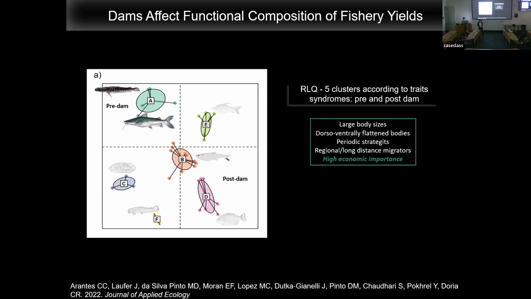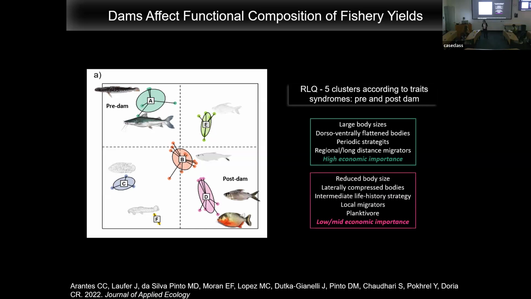And I'm just going to highlight major patterns of association. So cluster A was strongly associated with pre-dam environmental conditions, right? And in this cluster were species that grow large, species of large body size, that migrate. And in this cluster were the species of high economic importance. We had another cluster that was associated with post-dam environmental conditions, and those were species of reduced body size, species that have a laterally compressed body, meaning that they have some sort of pelagic habit, right? And in this cluster were species of lower to mid economic importance.